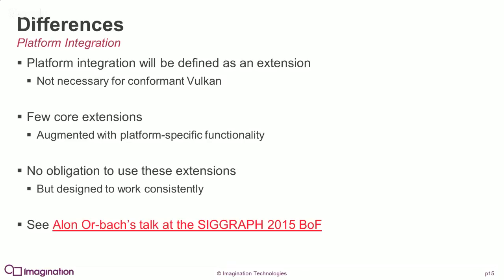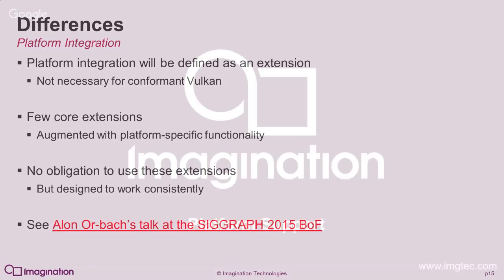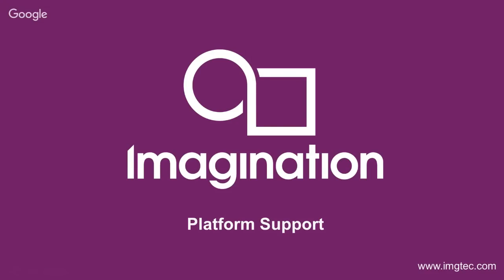If you want more information, I strongly suggest you look at Alan Orbach's talk from the BOF. He's the working group chair, well, subgroup chair, I think, for the WSI stuff in Vulkan, and he did a very good rundown of what it is and why it's different to EGL and how it differs, which is quite useful. So that's everything I've got to say on consistencies and differences. Does anyone have any questions here?